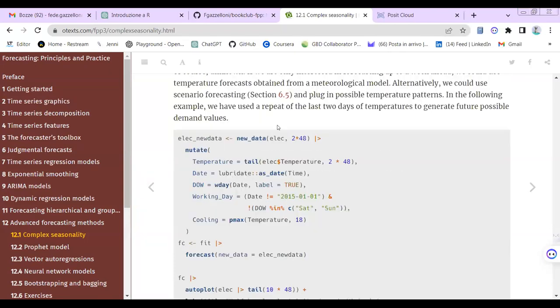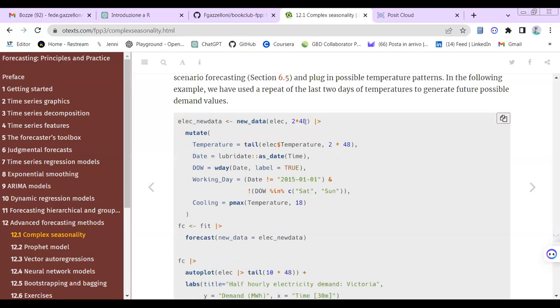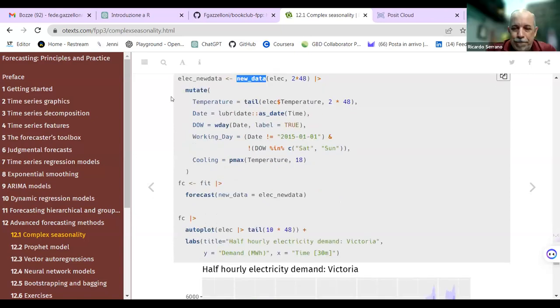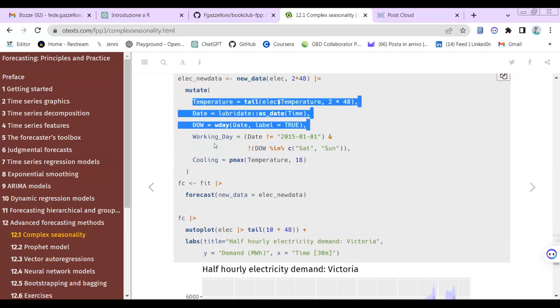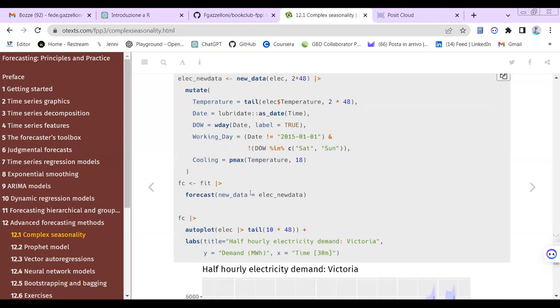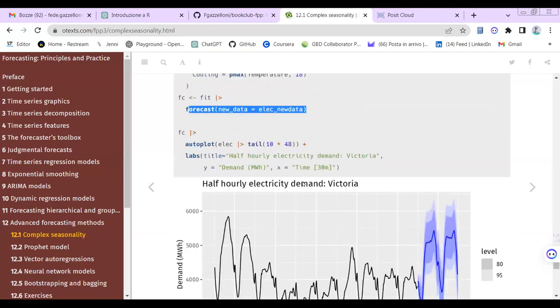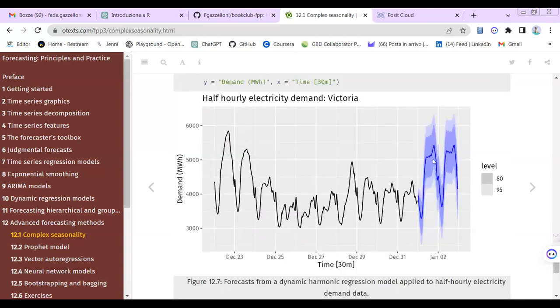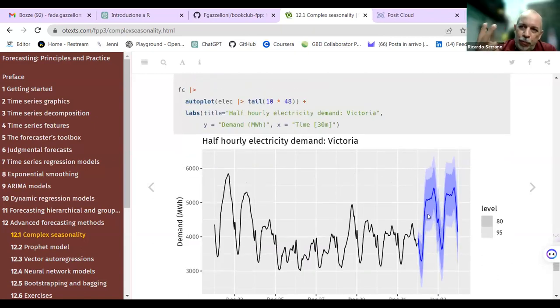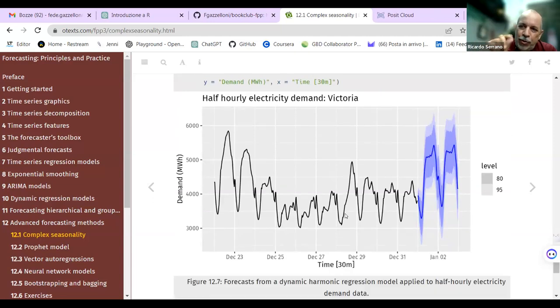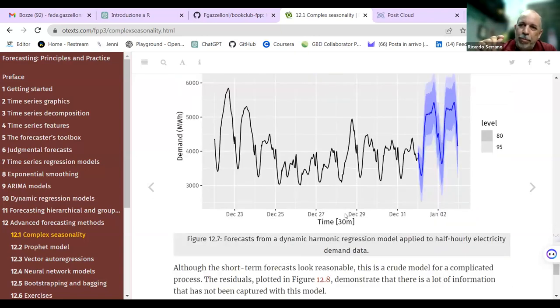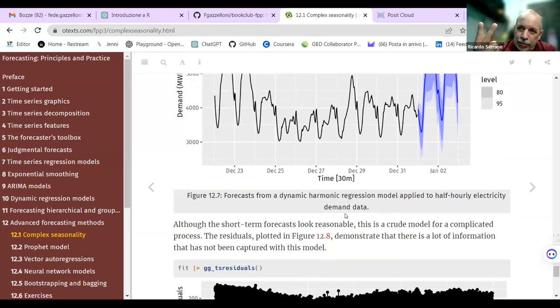And so then we see what happens within 2 × 48 periods with new data. We set the temperature, the date, and the working day, and we forecast on new data. We are forecasting for two days, since we have 30 minute intervals. Within a 24 hour period, you can do the calculation and it's going to give you 2 days.